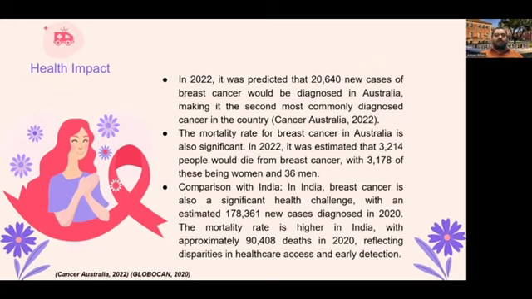The mortality rate of breast cancer in Australia is also significant. In 2022, it was estimated that 3,240 people would die from breast cancer, with 3,178 of these being women and 36 men. So it also affects men too. When we compare this data with India, breast cancer also poses a significant health challenge, with an estimated 178,000 new cases diagnosed in 2020. The mortality rate is higher in India, with approximately 90,408 deaths in 2020, reflecting disparities in healthcare access and early detection.